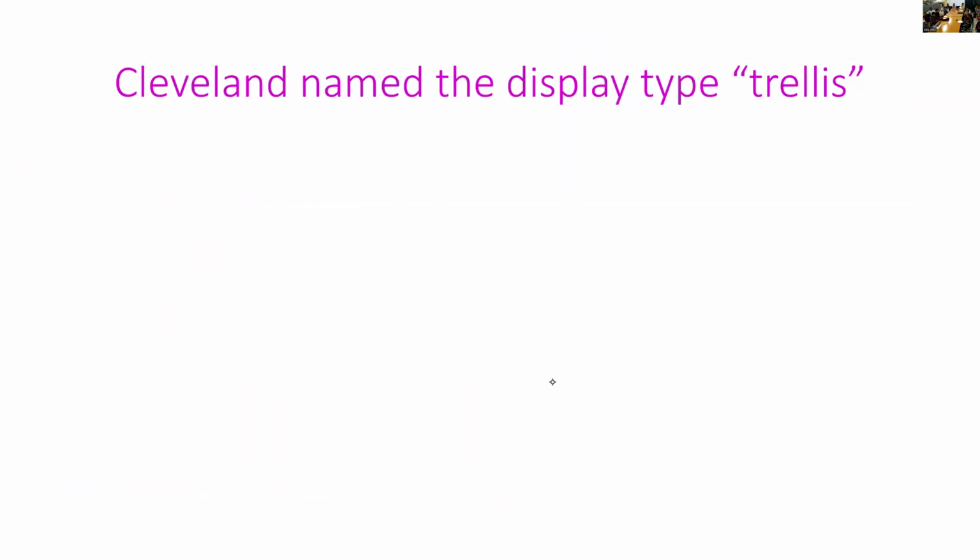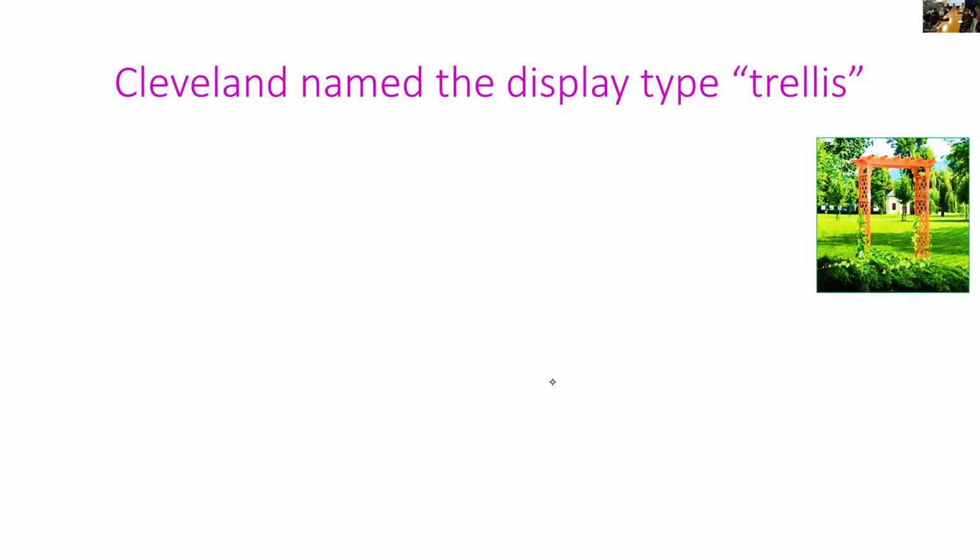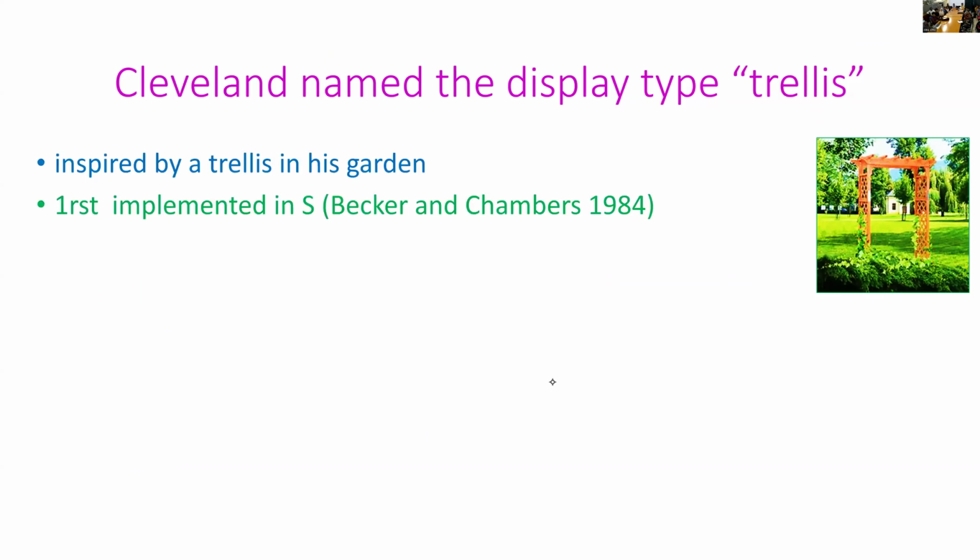So initially it was called a trellis. I don't know if you have gardens somewhere in India or not, but this kind of a structure is present in many gardens, British or ancient Mughal gardens, and they call this a trellis. So it was first implemented as a statistical software called S. And this trellis imaging system was done by Becker and Chambers 1984.